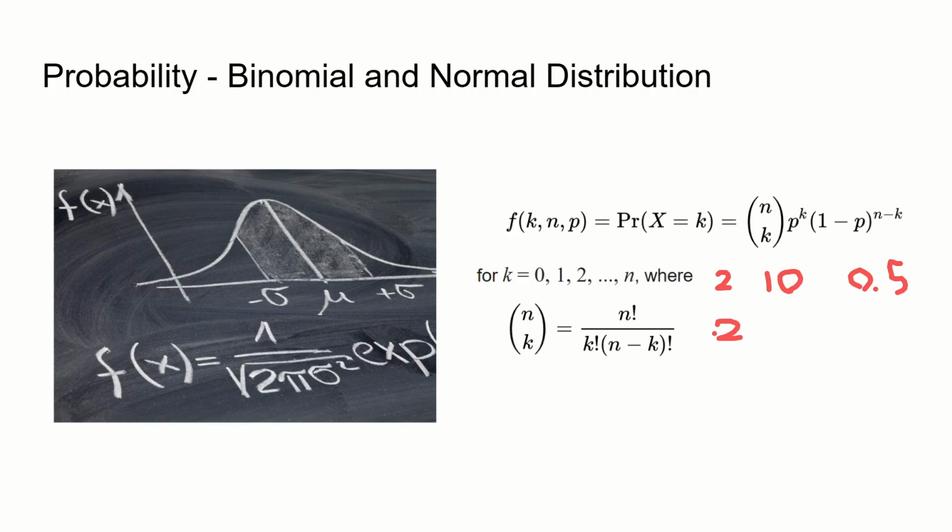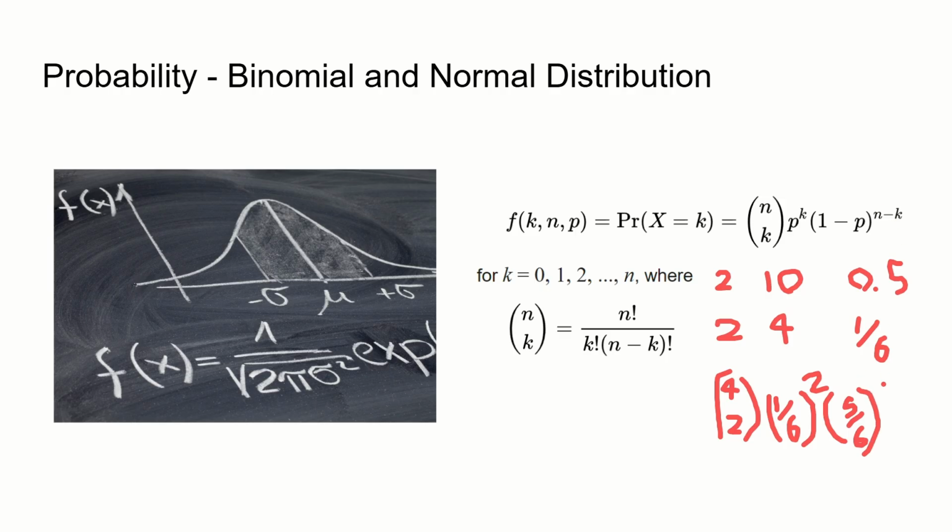k would still be 2, because that's the number of times we want to get the outcome. The total number of times we're doing it is 4. And the probability of getting a 1 each time is 1/6. So in total that would look like 4 choose 2 times 1/6 squared times 1 minus 1/6, so that's 5/6. And that would be to the power of 4 minus 2, which is also 2.